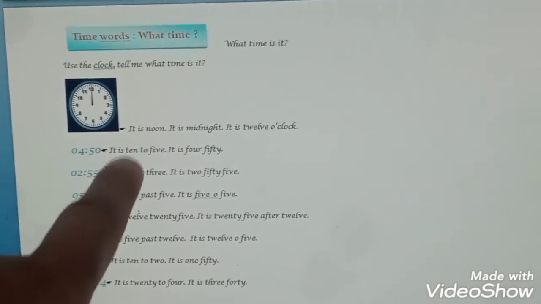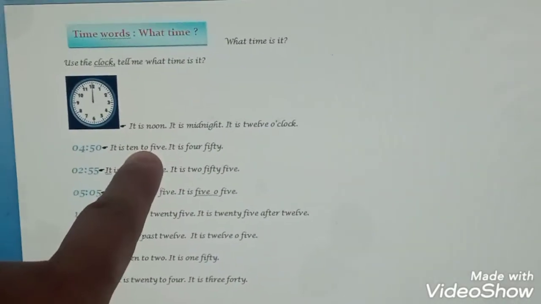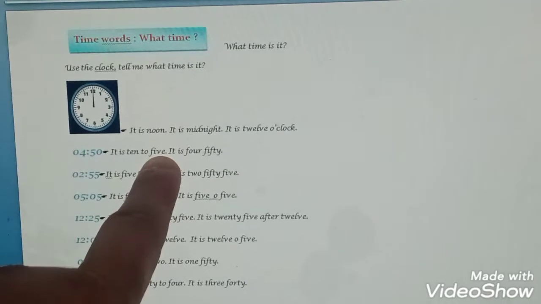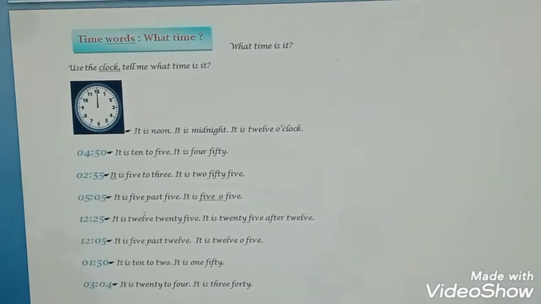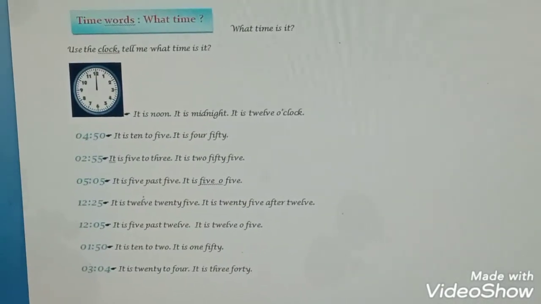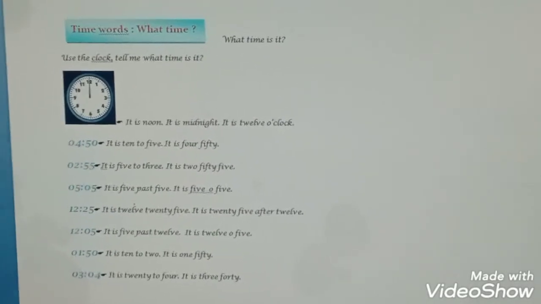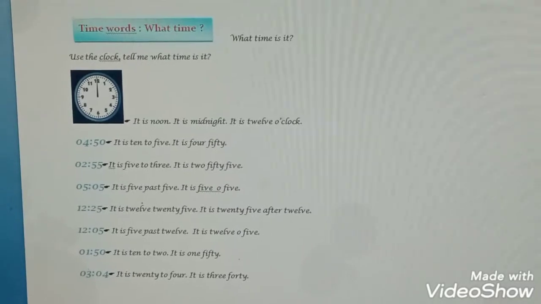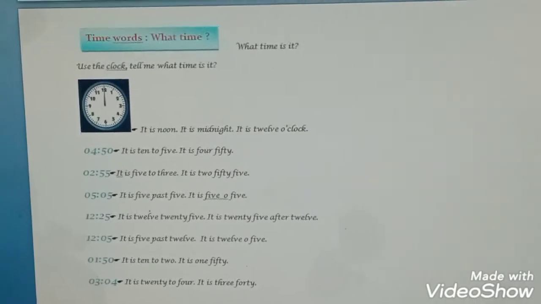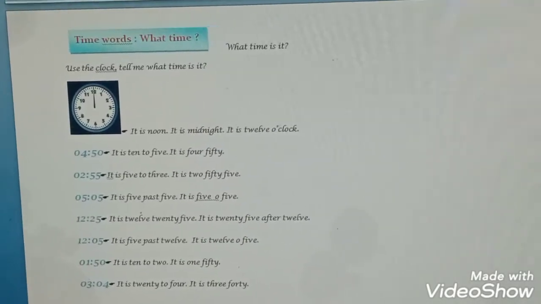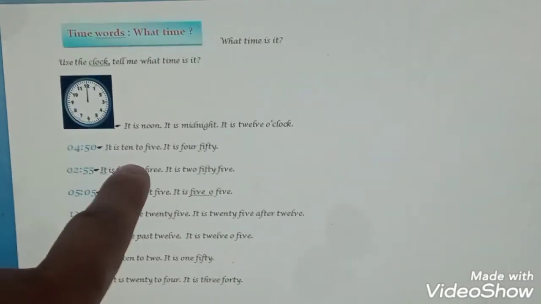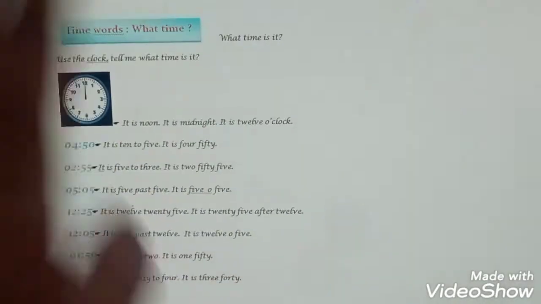10 نسموها 10 غير 5. So هنا عندنا في اللغة الإنجليزية نعكسوا الدقائق. نبدأ بالدقائق ومن بعد بالساعات. بس لازم نكونوا نعرفوا كيف نقراها باللغة العربية دارجة تاعنا. 2, عندنا it is 5 to 3, أي 3 غير 5. It is 2:55.